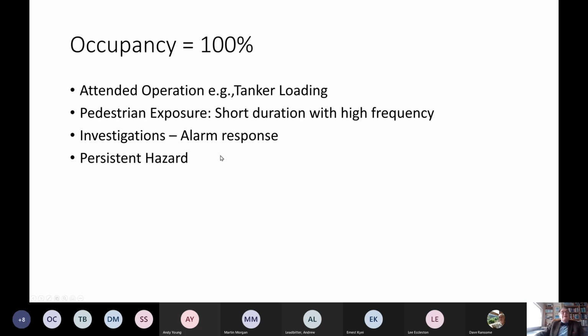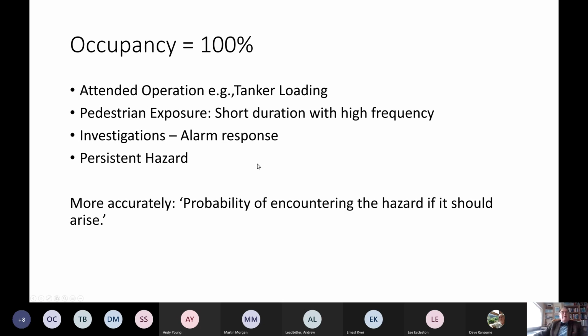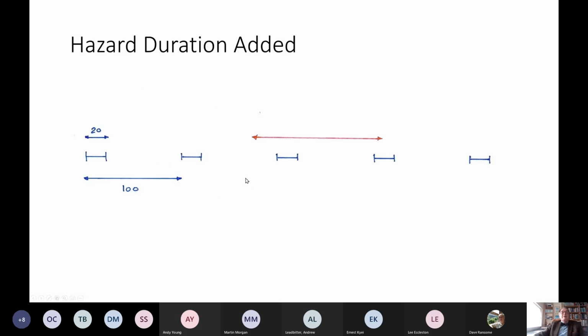And the other problem is with a potentially persistent hazard rather than a latent hazard. The point here is that although we commonly talk of occupancy, that's not really quite right. More accurately, our interest is in the probability of encountering the hazard if it should arise. A subtle distinction, but an important one nevertheless. And here's my simple explanation of that.